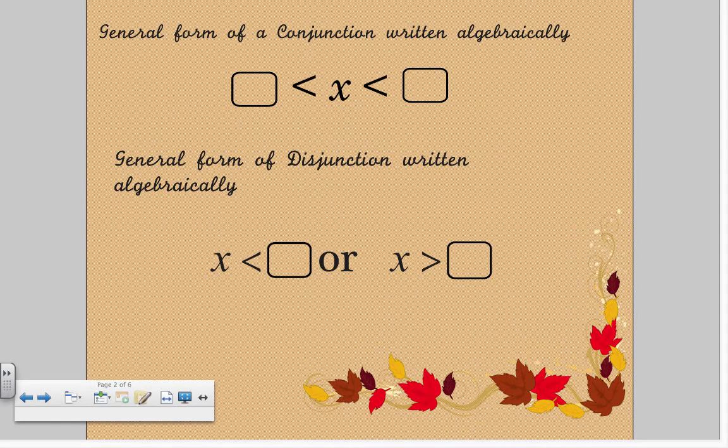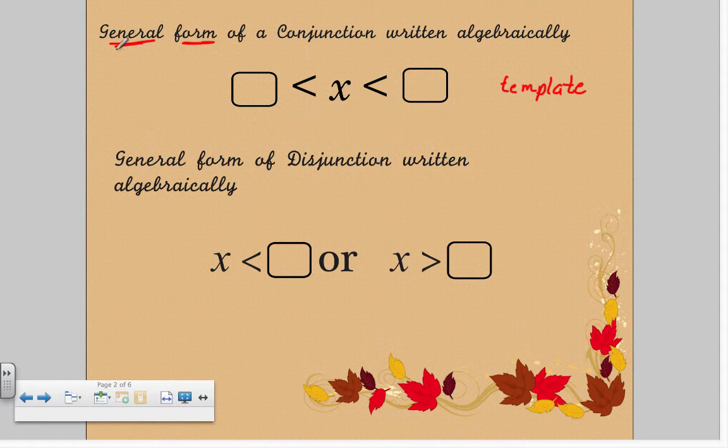So I'd like you to pause here, and this is one thing that I've found year after year students have a lot of difficulty with, and it is how to write a conjunction properly. So what we have here, this is called a template. General form of a conjunction written algebraically would look like this.